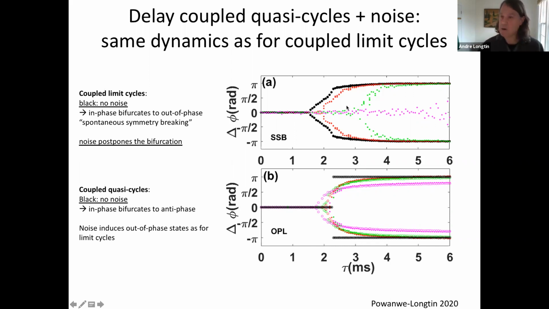You get similar phenomenology. You get these out of phase states that don't quite go to antiphase. If there's too much noise, you won't reach antiphase. And furthermore, an interesting point is that the more noise you put on, now you move the bifurcation backwards instead of forwards. Okay, from the quasi-cycle point of view.